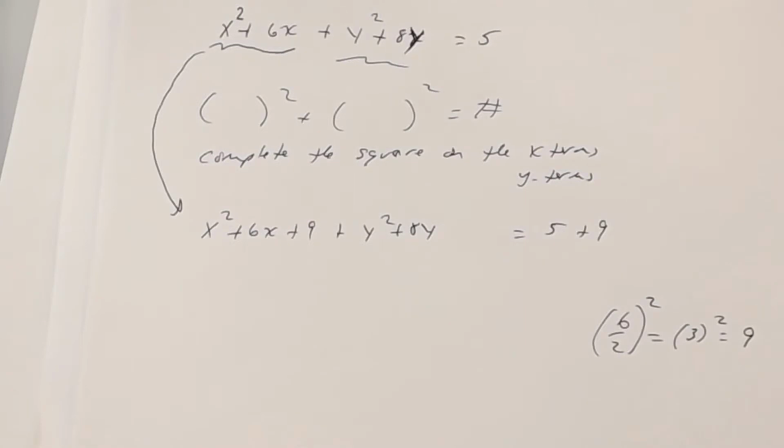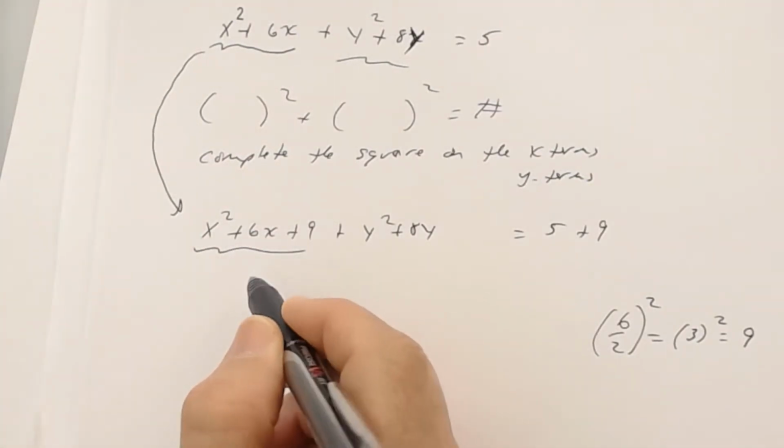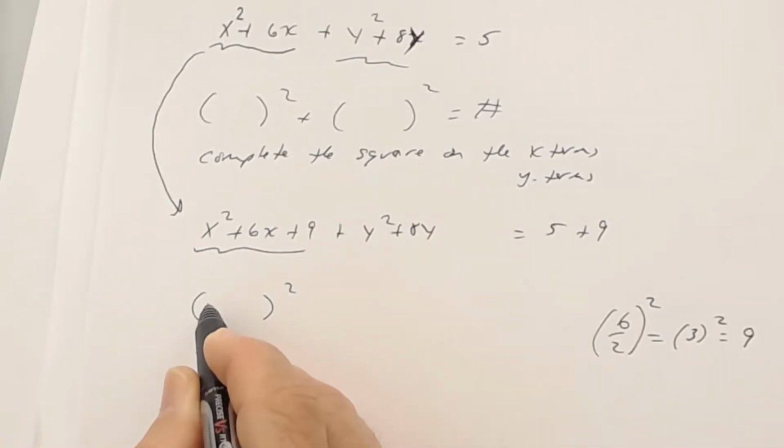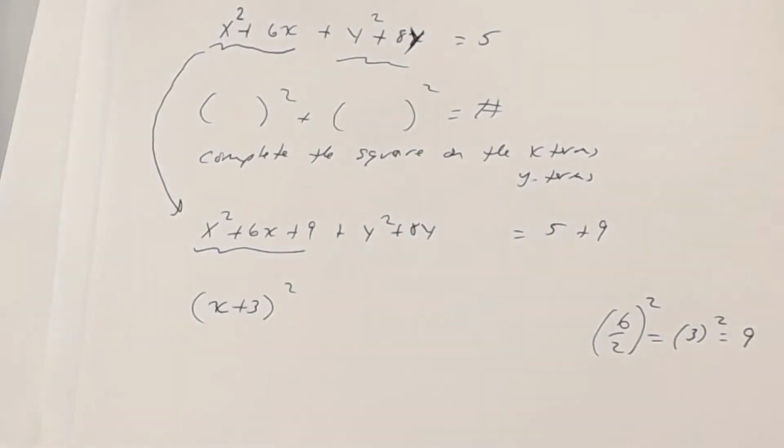If I'm doing this correctly, this right here should now be a binomial square. It should be a perfect square trinomial, and it is. What is that squared now? X plus 3, squared. So I have my h now. What's my h? 3. No, negative 3. X minus h, remember that? Okay, now let's do the y's.